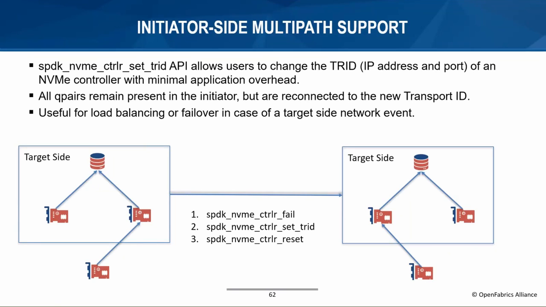The first one is SPDK NVMe controller set TRID, which allows you to change the TRID. TRID is short for transport ID, which is essentially the IP address and port of the endpoint. So you're allowed to change that transport ID for the controller, and then call SPDK NVMe controller reset, which reinitializes that connection and allows you to get back to work on all of those queue pair structures and your controller. So this feature really allows for very quick recovery without having to reinitialize and reconfigure everything on the initiator side when there's a network change on the target side.